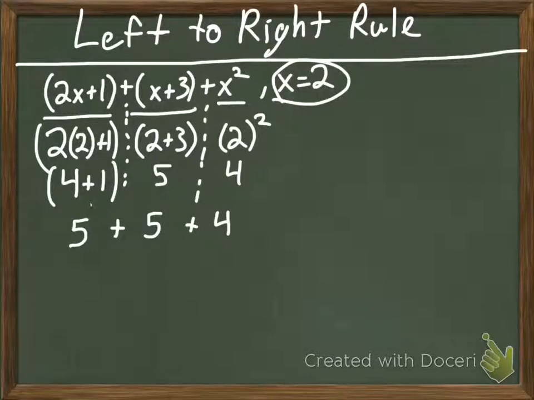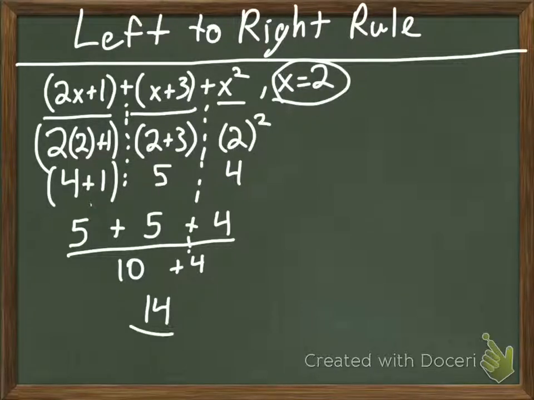Now we look to see if we have any multiplication at this step. We don't have any multiplication. We don't have any division. All we have is addition. And again we're going to go left to right. So 5 plus 5 is 10. Bring down our plus 4. 10 plus 4 is 14. So our answer is 14.